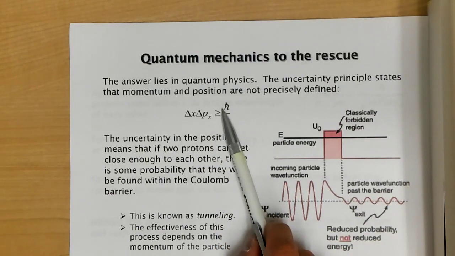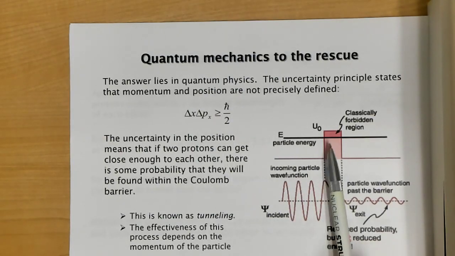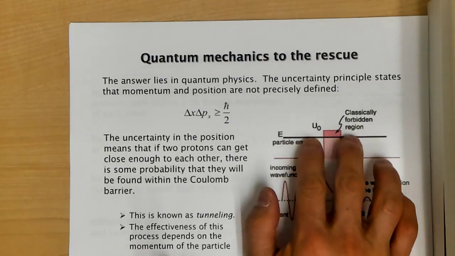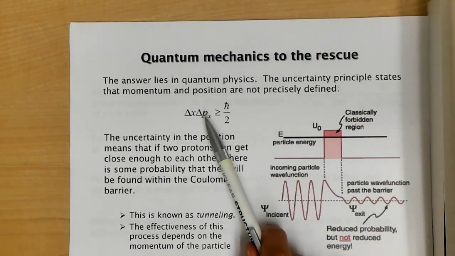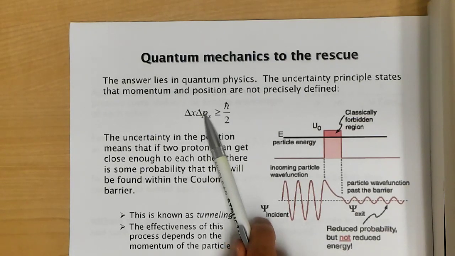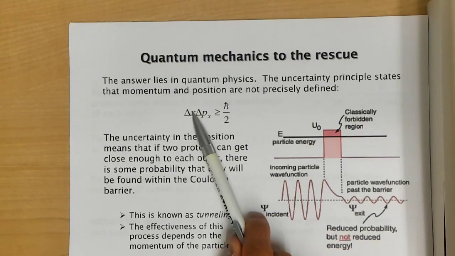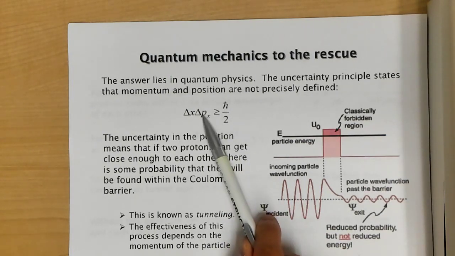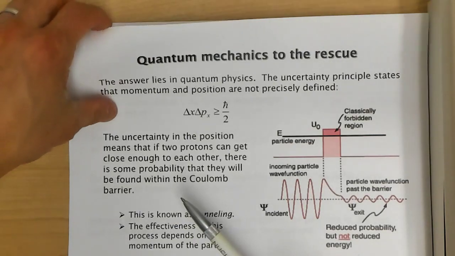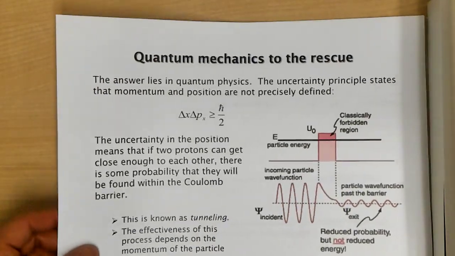In other words, you can tunnel through a distance that's comparable to your de Broglie wavelength. If you estimate delta px, typical px and lambda, you can estimate lambda as h bar over 2 divided by p. So that's the way we're going to make an estimate of this process.